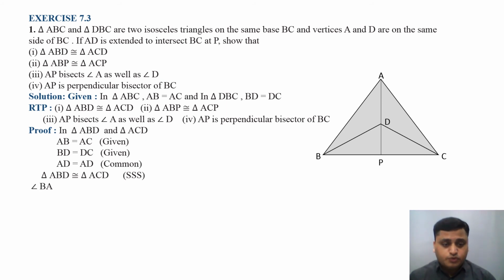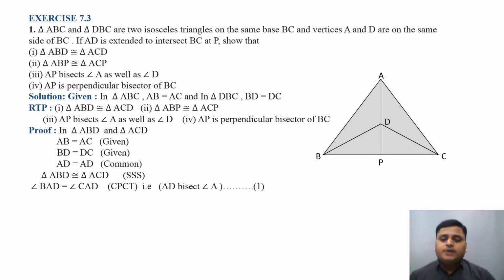Okay. Now after being congruent, we will say angle BAD is equal to angle CAD by CPCT, and what does it mean? That AD bisects angle A, and we will call this equation number 1.